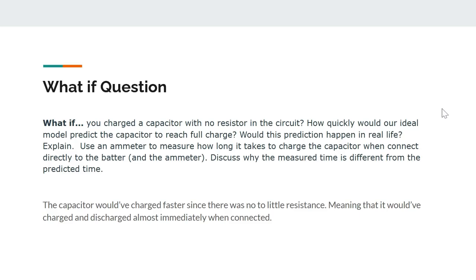What if question? If you charged a capacitor with no resistor in the circuit, how quickly would our ideal model predict the capacitor to reach full charge? Would this prediction happen in real life? Explain. Use the ammeter to measure how long it would take to charge the capacitor when you connect it directly to the battery. Discuss why the measured time is different from the predicted time.